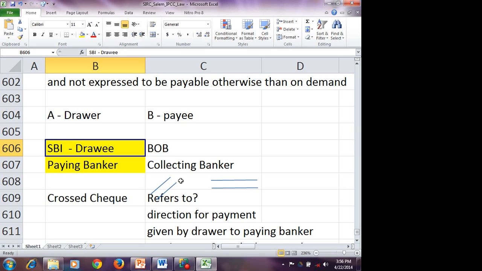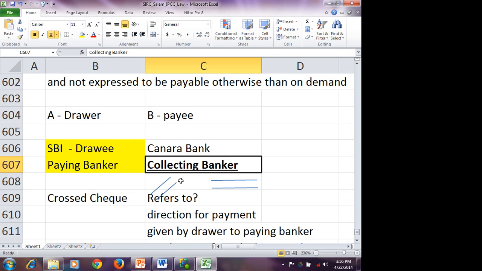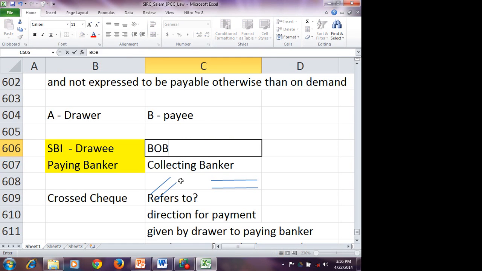So which means, supposing in a case of account payee specific crossing, A issues a check with the direction that account payee Bank of Baroda, and B goes and deposits the check with Canara Bank. If Canara Bank collects the payment and there is some fraud, the collecting banker could be held liable. Even the paying banker could also be liable because A has directed you to make the payment to BOB, and how dare you make the payment to Canara Bank. There's negligence on the part of the banker in making the payment. He could be held liable for the purpose of claiming the payment.